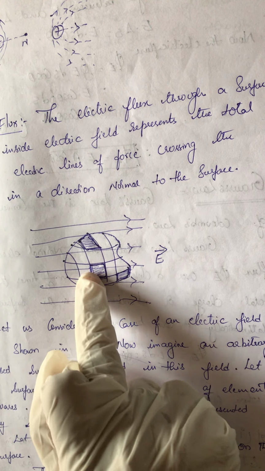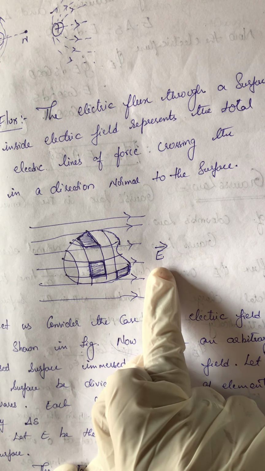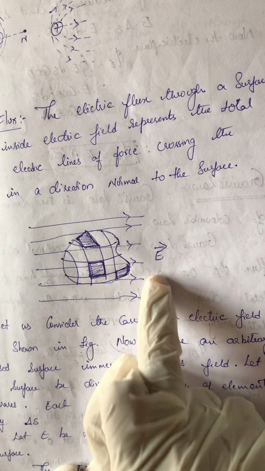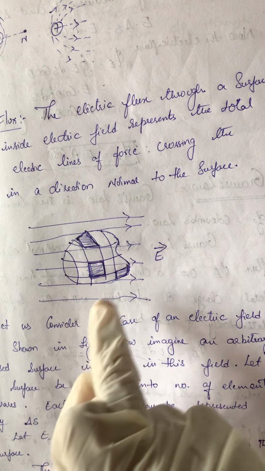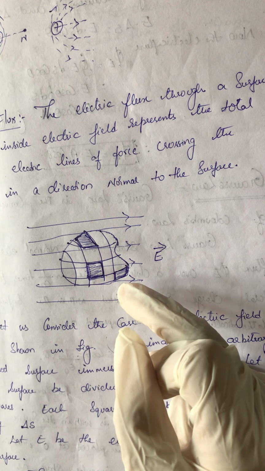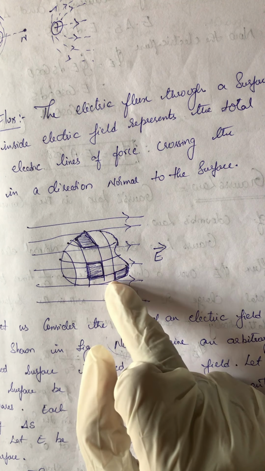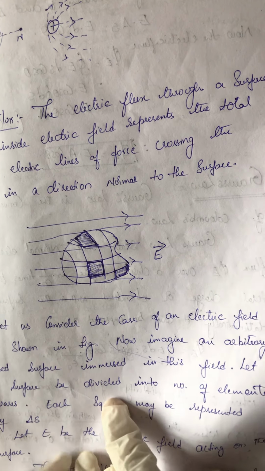We have taken one surface, any irregular surface. This is the electric field direction, normal to the surface. Now what is electric flux? The electric lines, just now we have seen electric lines, no? So the electric lines of force which cross or cut this surface represent that electric flux.